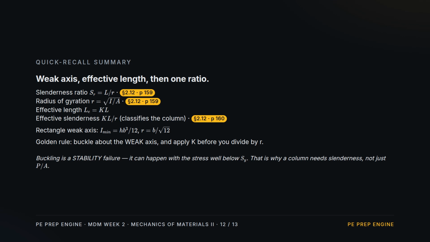Quick recall. Slenderness is length over radius of gyration. Radius of gyration is the square root of inertia over area. Effective length is K times L, and effective slenderness, KL over R, is what classifies the column. For a rectangle, the weak axis uses the small side cubed. Golden rule: buckle about the weak axis and apply K before you divide by R.